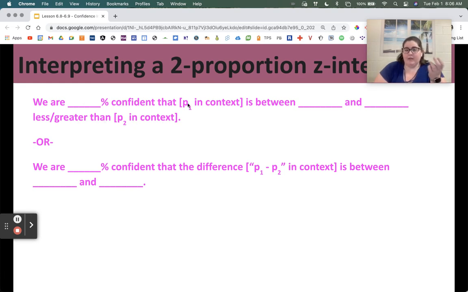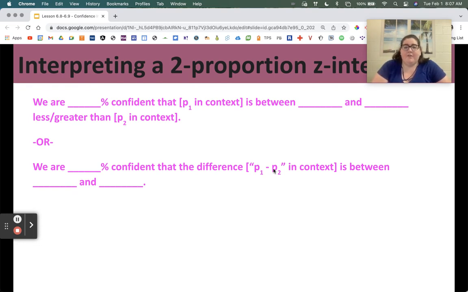So we're 99% confident that the proportion of US adults who think brand names are important is between 0.0106 less and 0.0709 more or greater than the proportion of German adults who think brand names are important. The other thing that we could do is talk about it as a difference. We would just need to make sure to write in that sentence somewhere which way we subtracted, in context.